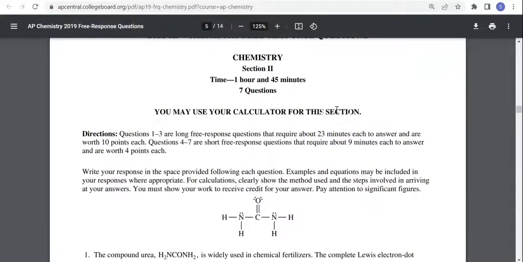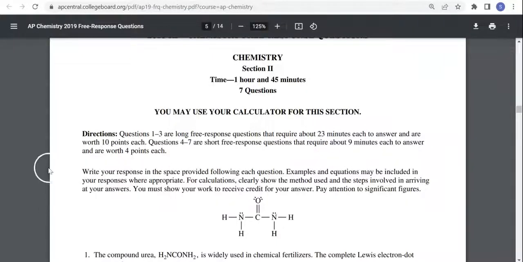The first 3 questions are what are called long free response questions, worth 10 points each, and they suggest taking roughly 23 minutes per these questions. And then questions 4 through 7 are what are called short free response questions, worth 4 points each, and they recommend taking about 9 minutes per those questions.